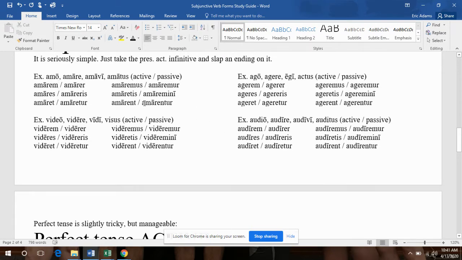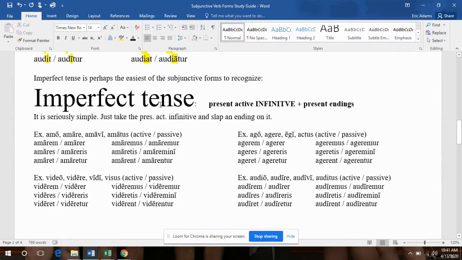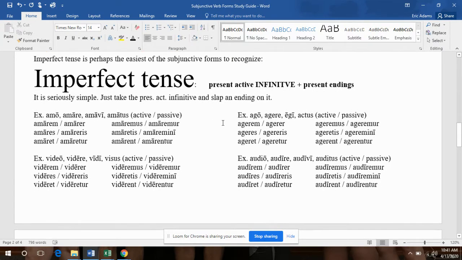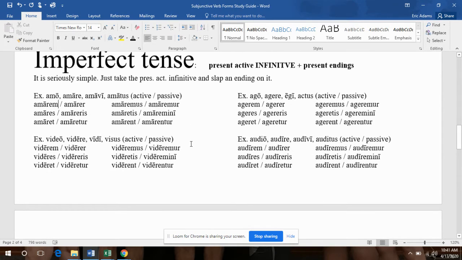Hopefully, if you ever see an imperfect subjunctive, it is easily recognizable simply because, again, it is the present active infinitive with an ending. The ending is either active, m, s, t, mus, tis, nt, or passive, r, ris, tur, mur, mini, ntur. And so you can see them all there.